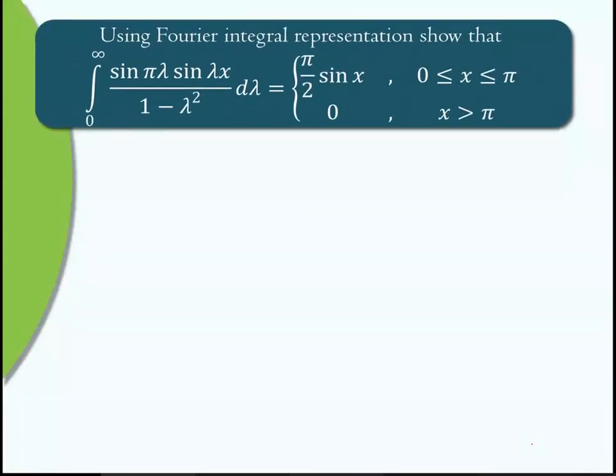Consider the next problem. Using Fourier integral representation, show that integral 0 to infinity sine pi lambda into sine lambda x divided by 1 minus lambda square d lambda is equal to pi by 2 sin x for x greater than or equal to 0 and less than or equal to pi, and 0 for x greater than pi.